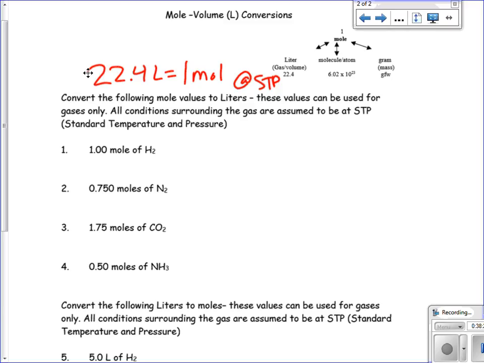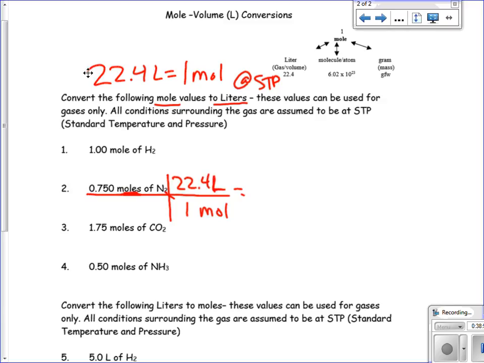Now, same setup. You don't have to go to your periodic table. You don't have to do any extra calculations. You just use the 22.4 number. So, I'm going to choose to do number 2 here. Okay, set it up. I'm going from moles to liters now. So who do I diagonal down? In this case, the moles are going to diagonal down. 1 mole equals 22.4 liters.